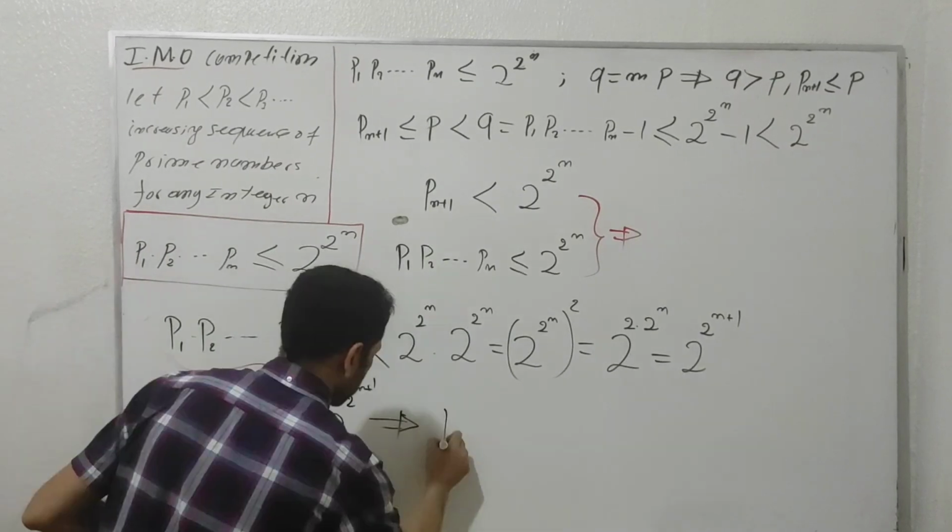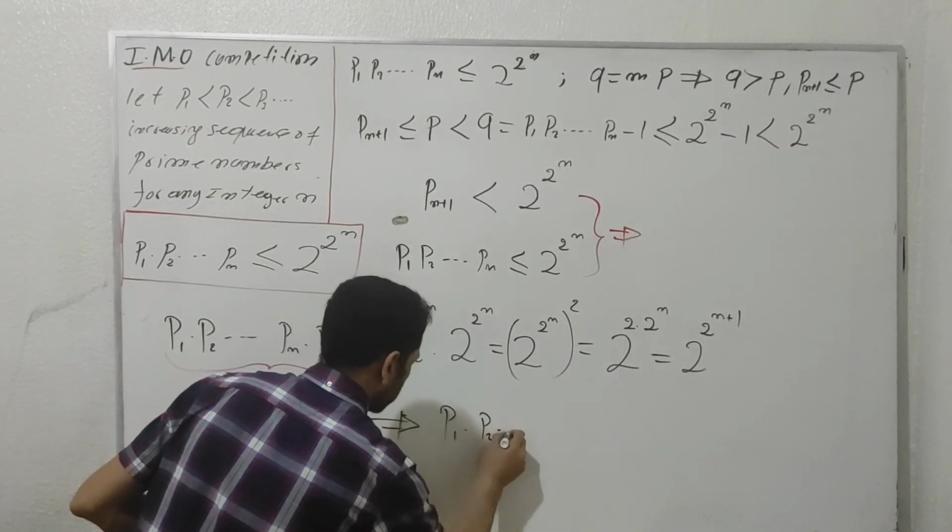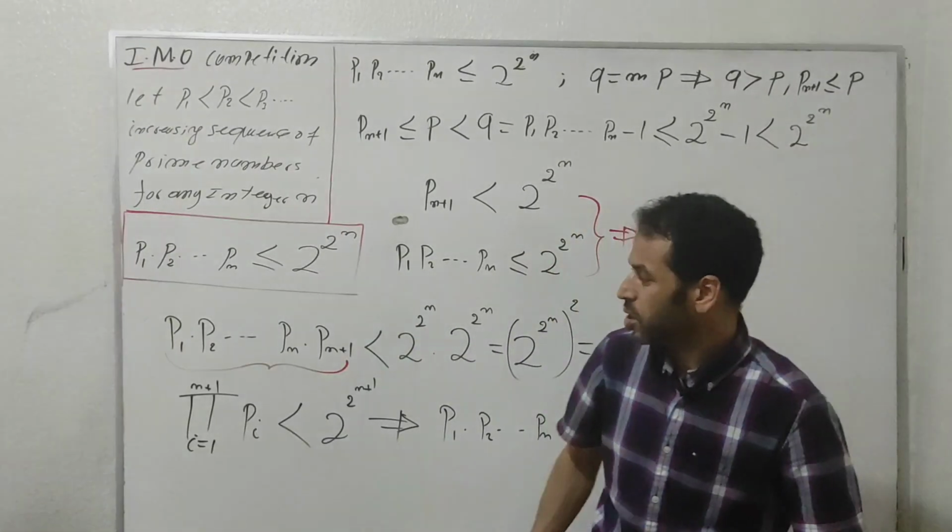Therefore, P1 multiplied by P2 and all the way down to Pn. So this is the end of this proof.